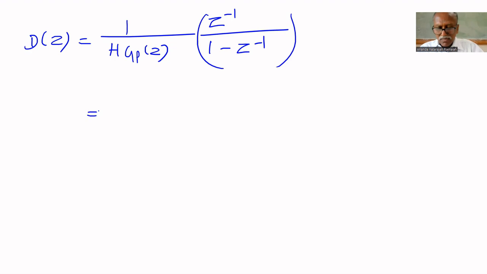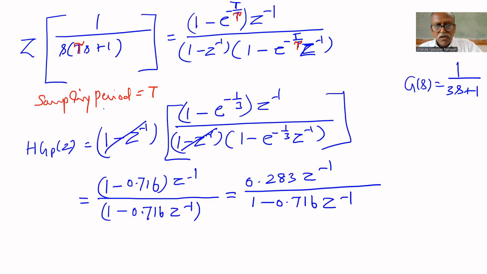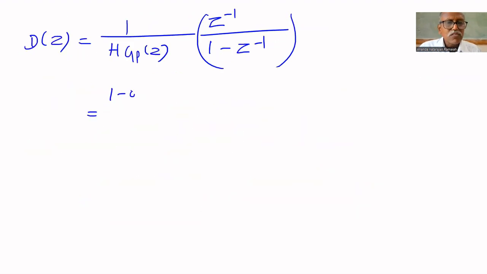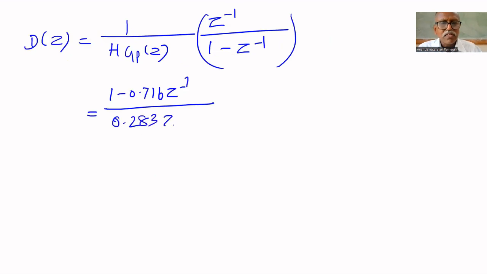HGP of Z equal to what? Just now we found 1 minus 0.716 Z power minus 1 whole divided by 0.283 Z power minus 1. The numerator is Z power minus 1. The denominator is 1 minus Z power minus 1.